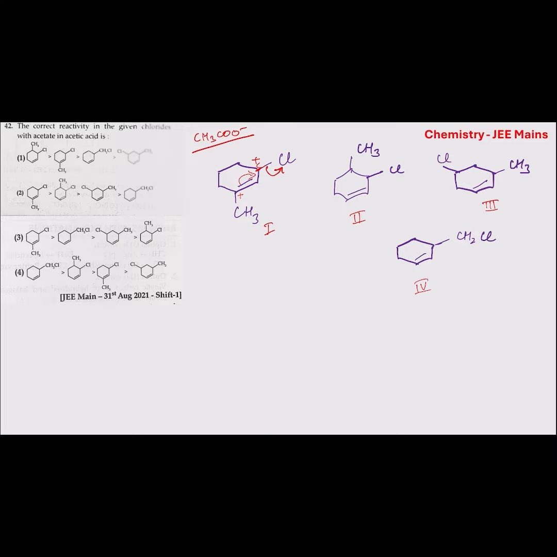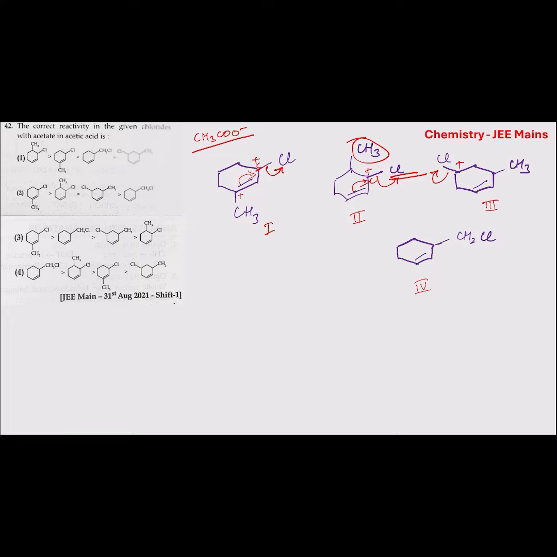In the second compound also, same thing: chlorine leaves as chloride ion. The positive charge on the carbon atom gets delocalized due to the presence of pi electrons, but the reactivity of the second compound is less than that of the first one, because the methyl group, which is a big group, and chlorine, both of these will cause steric hindrance, because of which the reactivity of the second compound will be less than that of the first compound. In the second compound, both methyl and chlorine are very close to each other and they lead to steric hindrance.